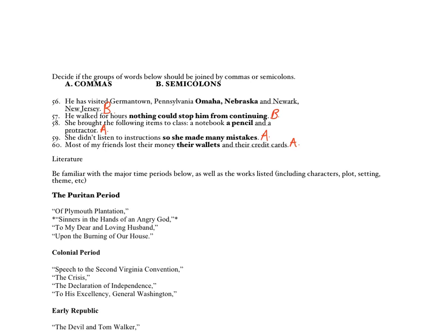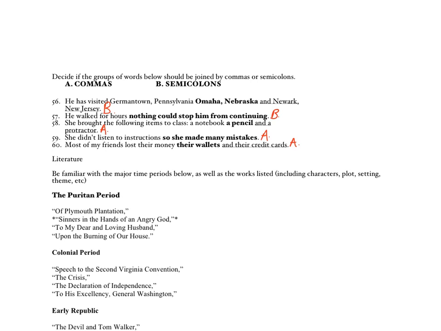He walked for hours. Nothing could stop him from continuing. Now, these are 2 independent clauses that are being separated in some way. I don't have a conjunction, so here I need a semicolon. If I had what are called coordinating conjunctions, for, and, nor, but, or, yet, so, you remember those as fanboys, I could use a comma, but I don't. So I need a semicolon here to join. He walked for hours; nothing could stop him from continuing.